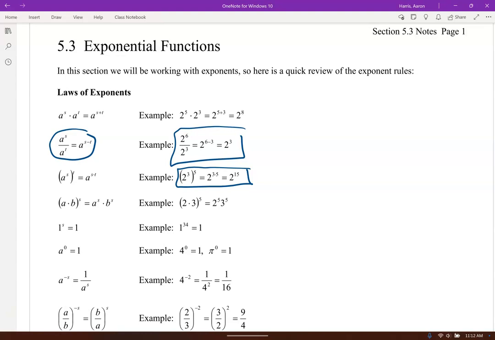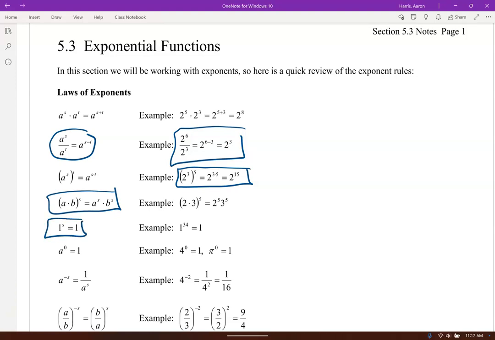The fourth one there is the power of a product. So a times b to the s, you've got to take each of those to that power, right? So 2 times 3 to the fifth is the same as 2 to the fifth times 3 to the fifth, or 6 to the fifth. It's all the same thing.